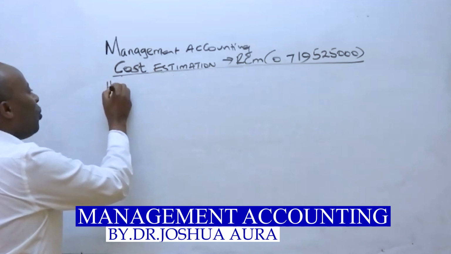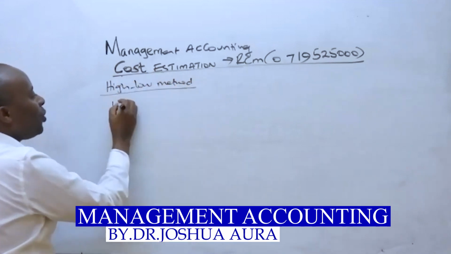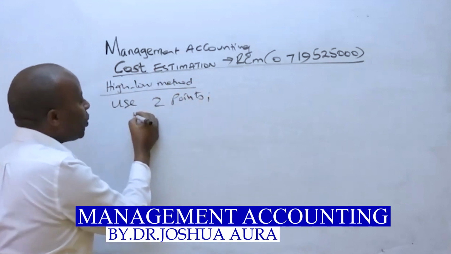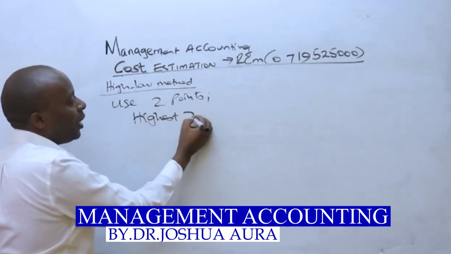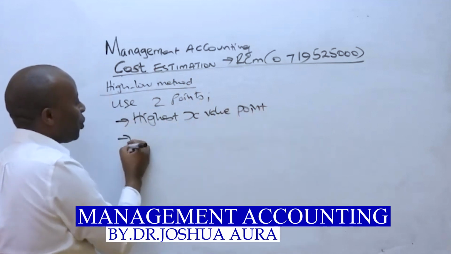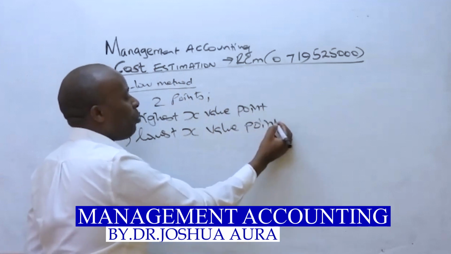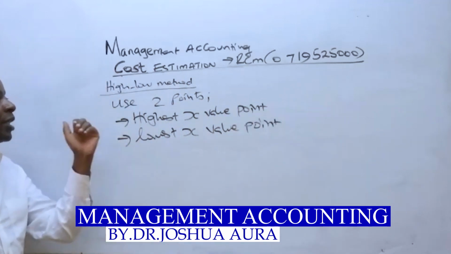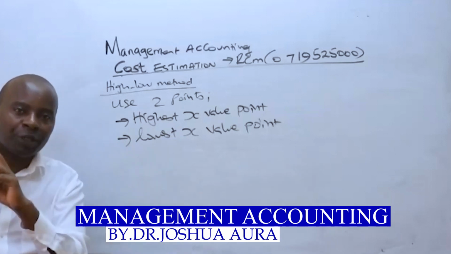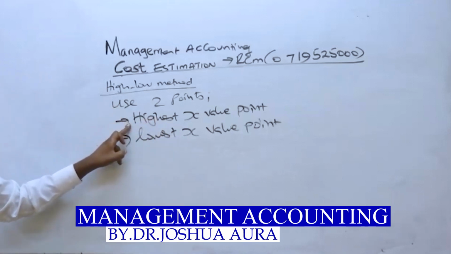This high-low method, as the name suggests, makes use of 2 points only. Which points are these? Number one, we have the highest X value point. And number 2, we have the lowest X value point. The most important thing for us to appreciate, ladies and gentlemen, is that the high-low method makes use of how many points? Only 2. Which points are these? They are as I have put them here.